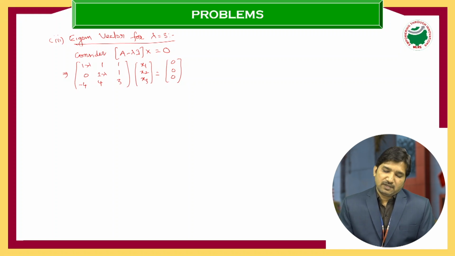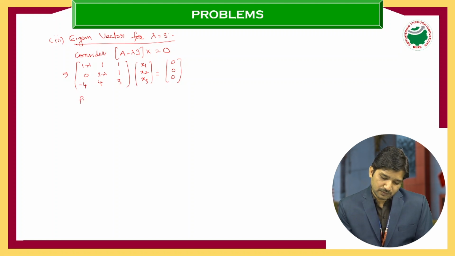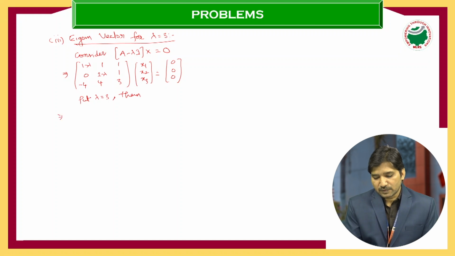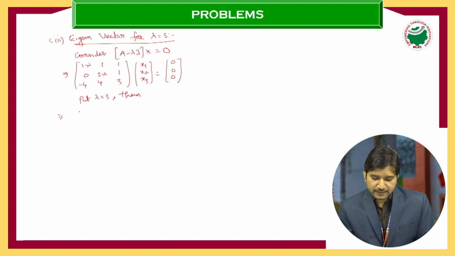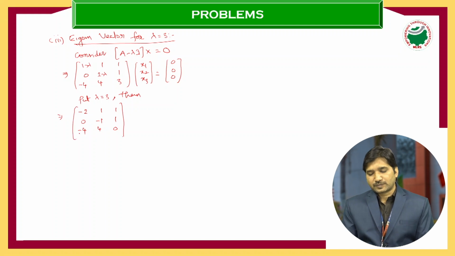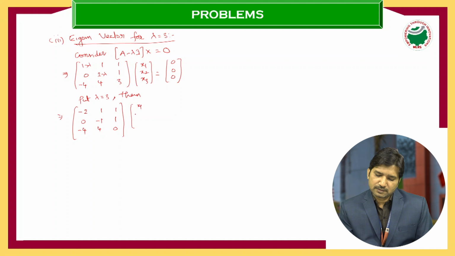Now substitute the value lambda equal to 3. Then the system is: 1 minus 3 is minus 2, 1, 1. Next 0, 2 minus 3 is minus 1, 1. Then minus 4, 4, and 3 minus 3 is 0. Multiplying the column x1, x2, x3, the right side is 0, 0, 0.